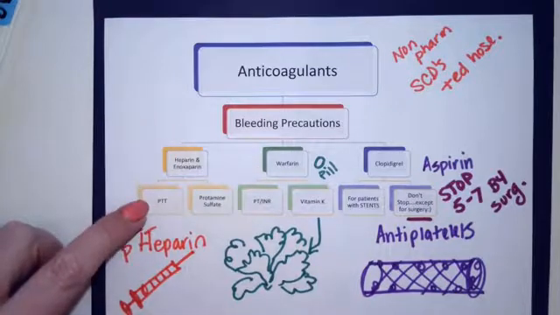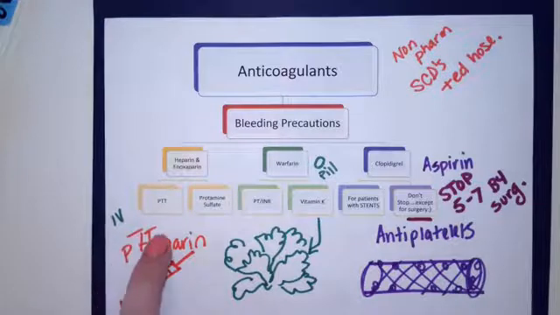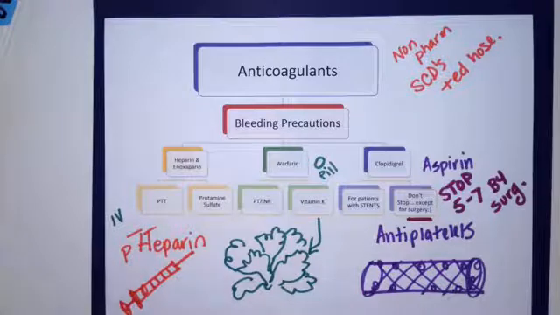I like to remember this by doing a little P in front of my heparin and crossing the two tops of the H's. So that reminds me that it's the PTT, because with warfarin, it's just the PTINR. So that helps me remember that it's PTT that we're measuring. The antidote for heparin is protamine sulfate.